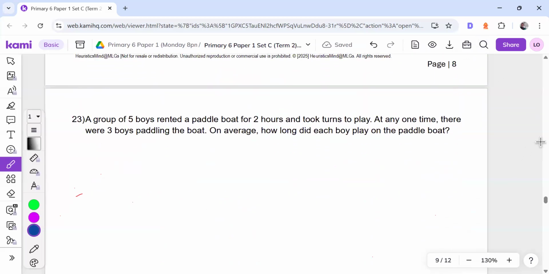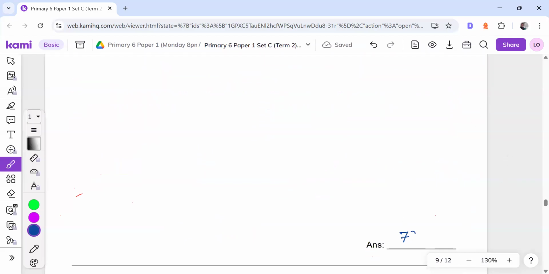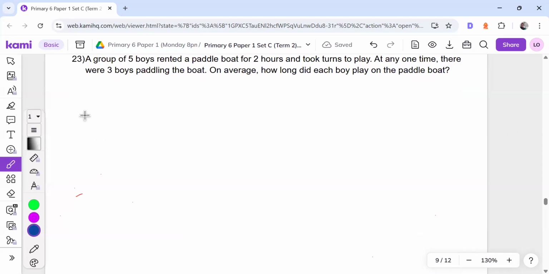Question 23, another hard one. The answer is 72 minutes. Did anyone get this correct? Now this one is a bit hard, but there's a method. The method is draw a diagram. You have model, grouping, and there's also a very minor method called draw a diagram.